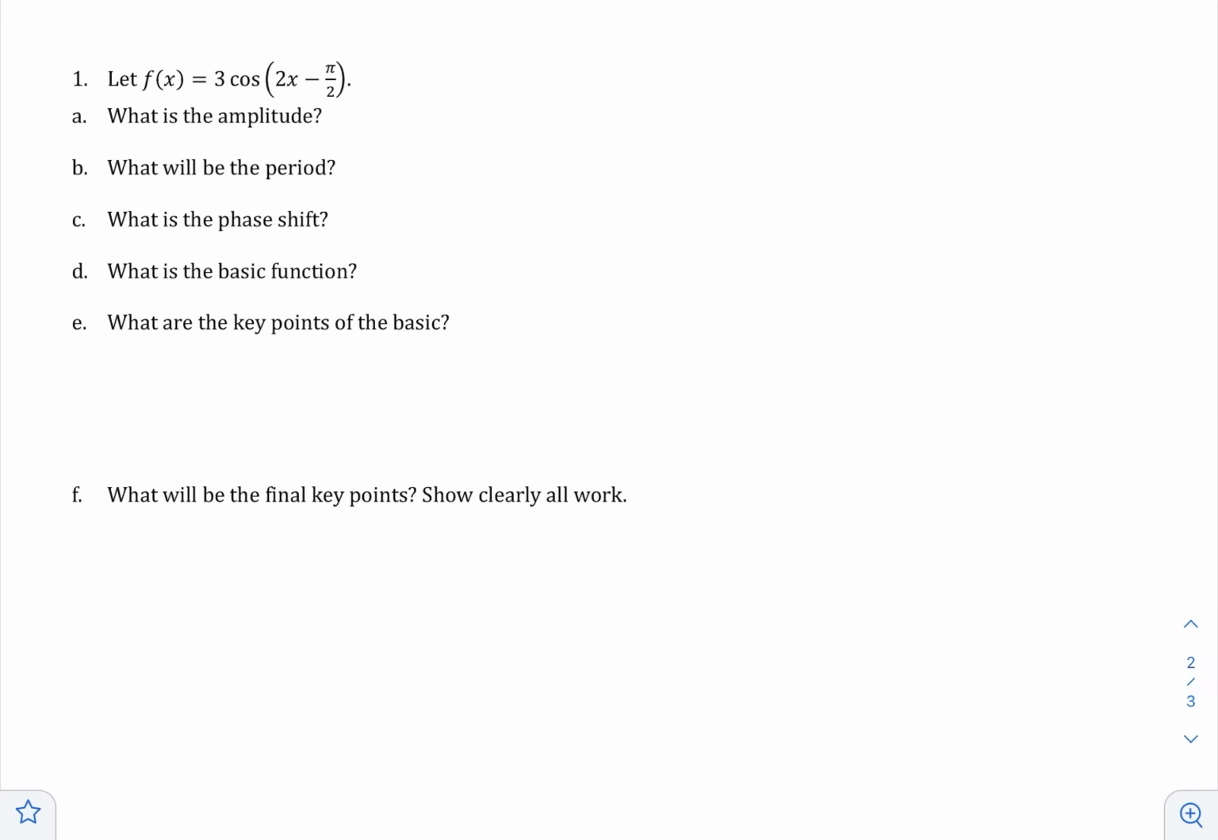Okay, my function is f of x is equal to 3 cosine of 2x minus pi over 2. So just to put it out there, just to see, a is 3, b is the number in front of x, which is 2, and c is negative pi over 2.